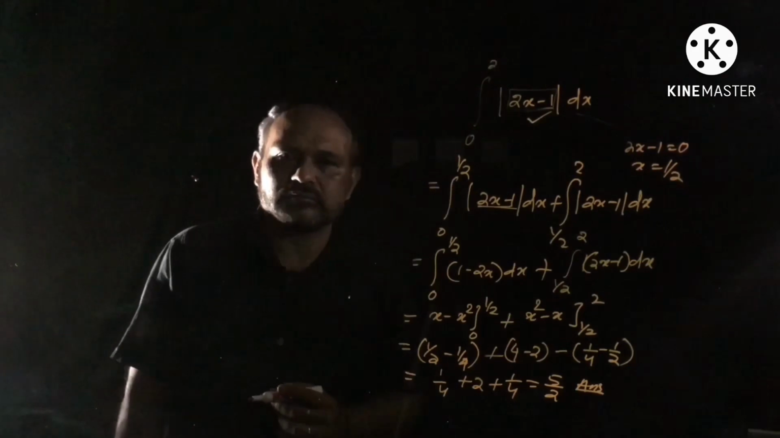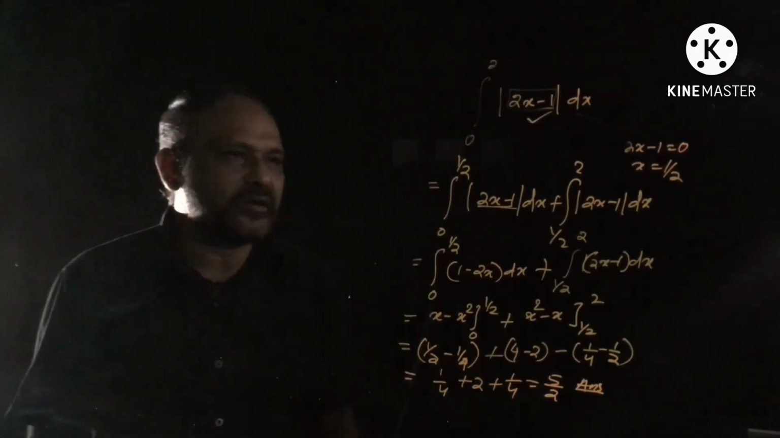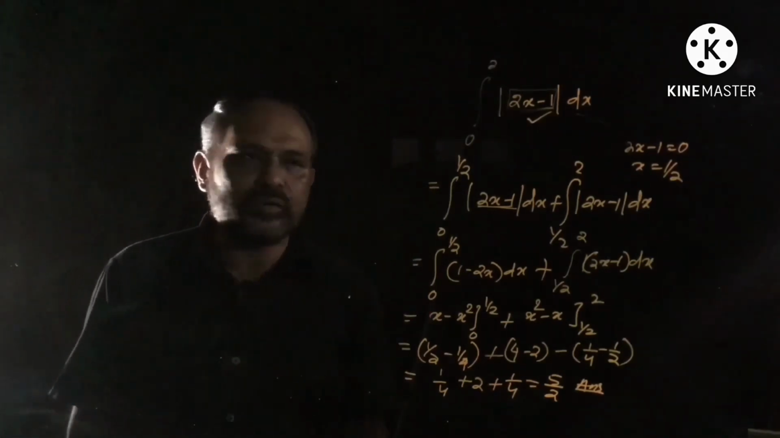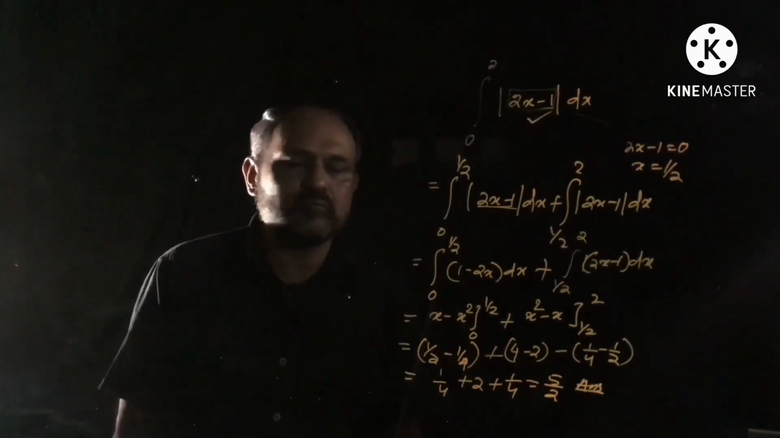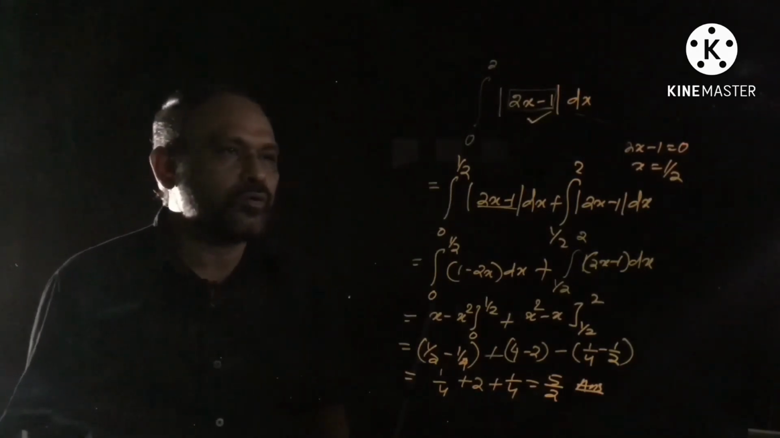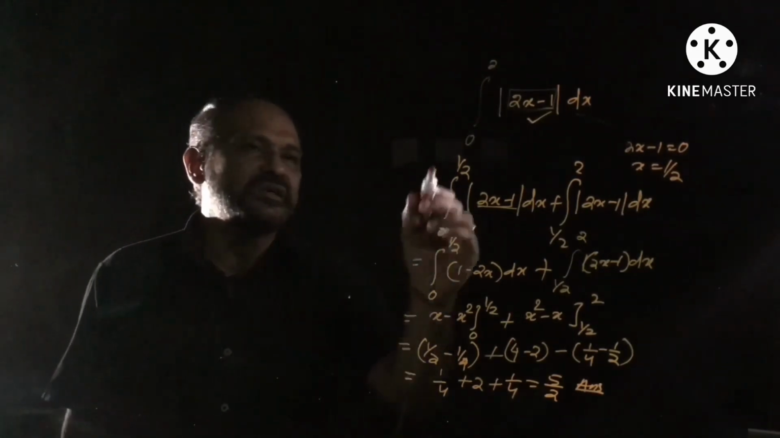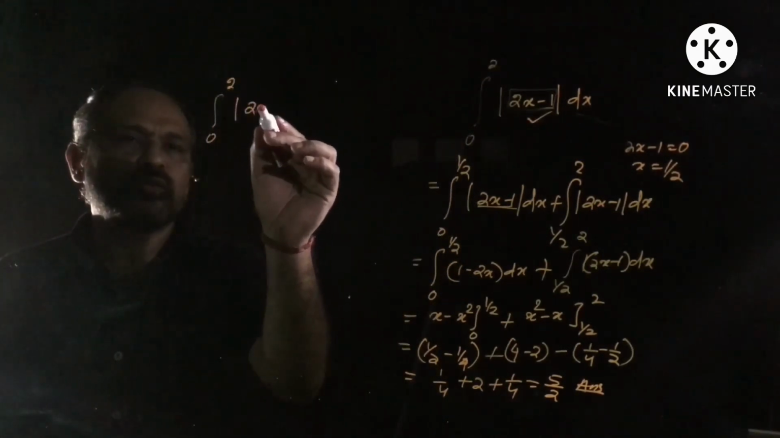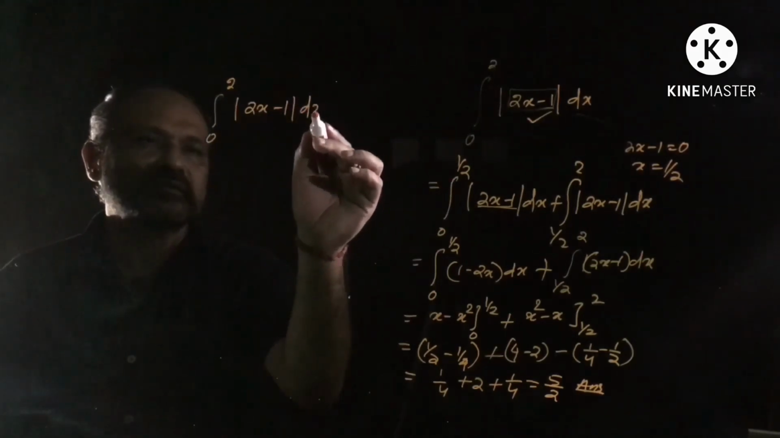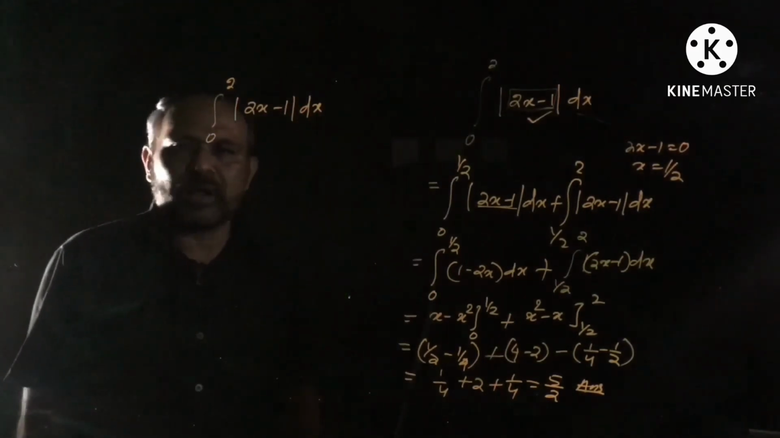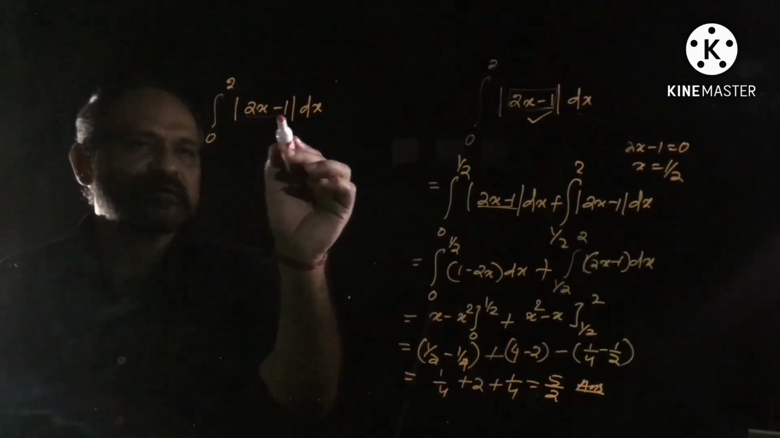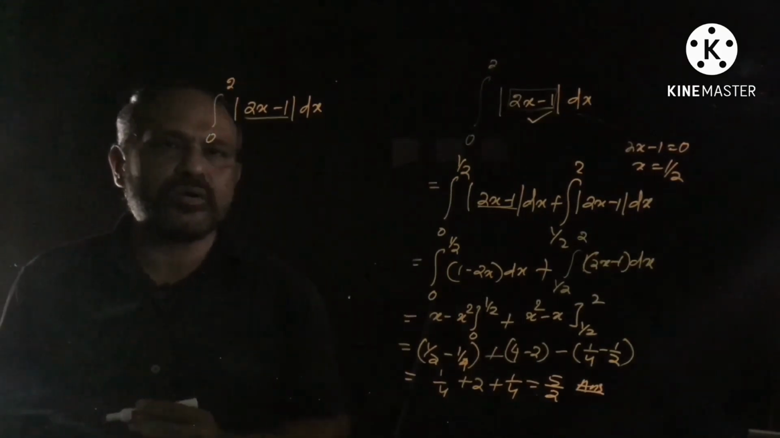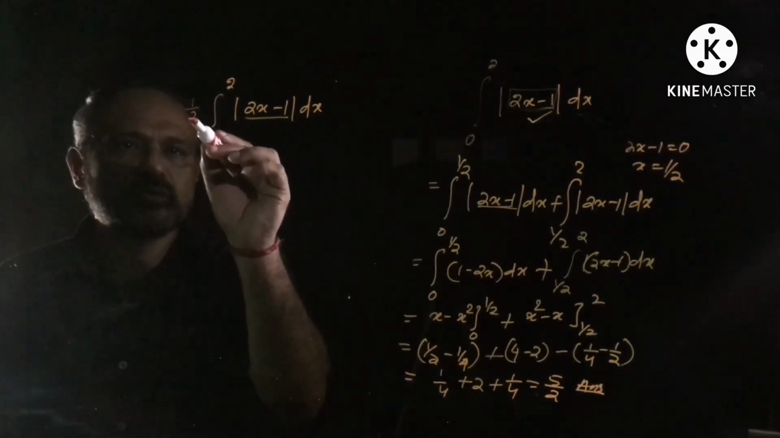Definite integral. Now I am going to explain the shortcut technique, how we evaluate integration of a linear modulus function without integrating. Question: integrate 0 to 2 mod 2x minus 1 dx. First find out the value where 2x minus 1 is equal to 0. At the point x is equal to half, this value is equal to 0.